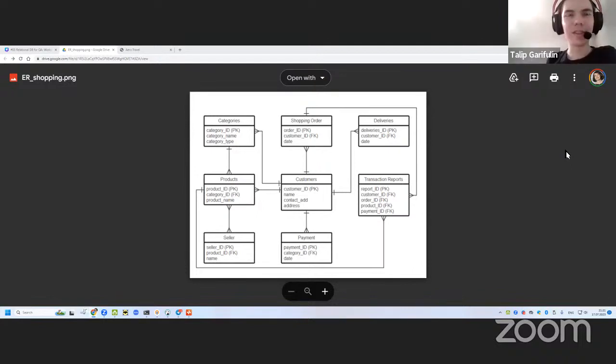I don't really understand why in payment we have category ID as a foreign key. It's not connected to the categories itself. It's just connected to customers and then to categories, so it's like two steps. It should connect with customer ID.